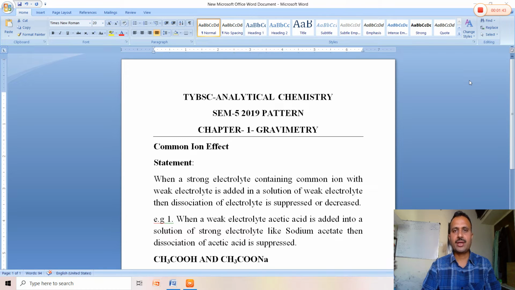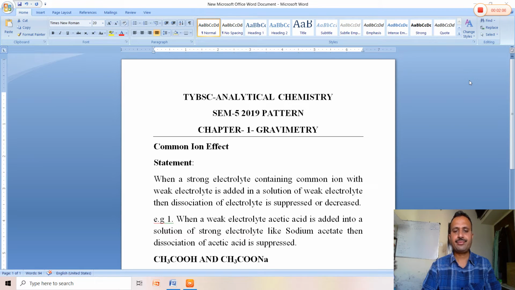When a strong electrolyte containing a common ion with a weak electrolyte, that means both contain a common ion, is added into a solution of the weak electrolyte, then the dissociation of the weak electrolyte is decreased or suppressed. So that is the common ion effect.